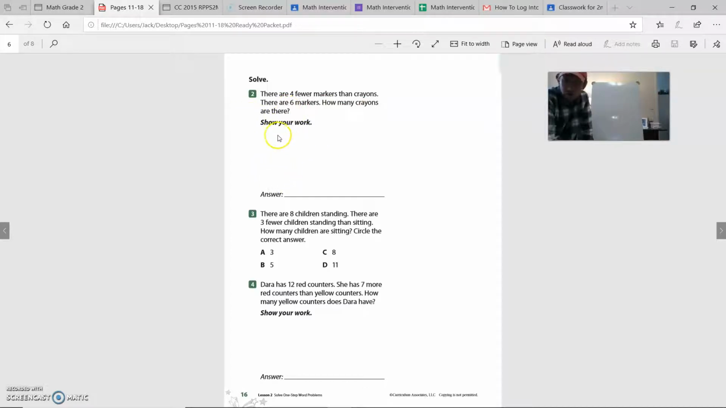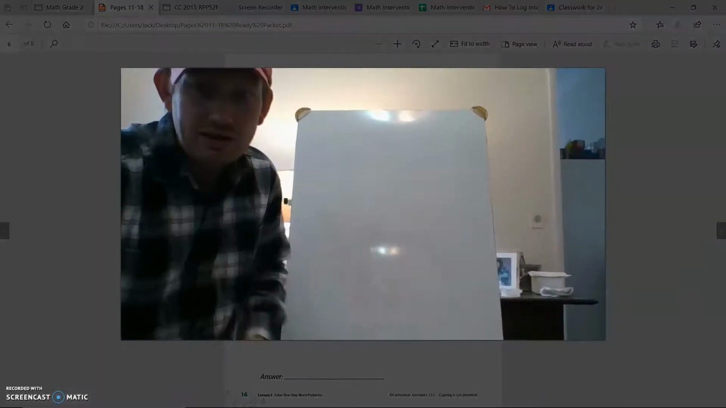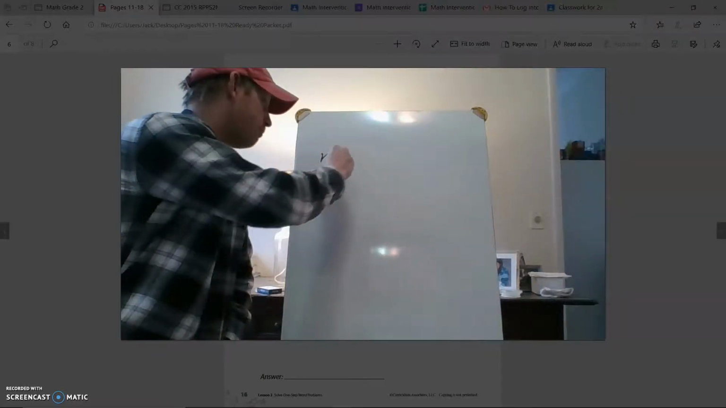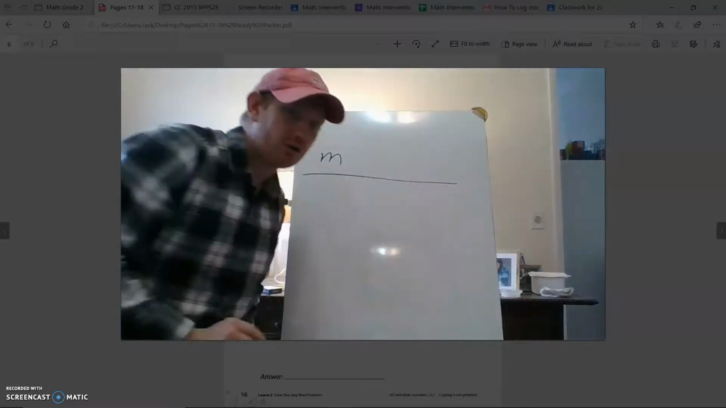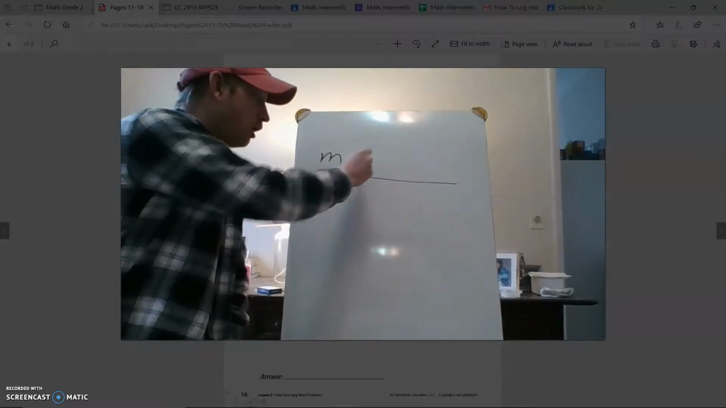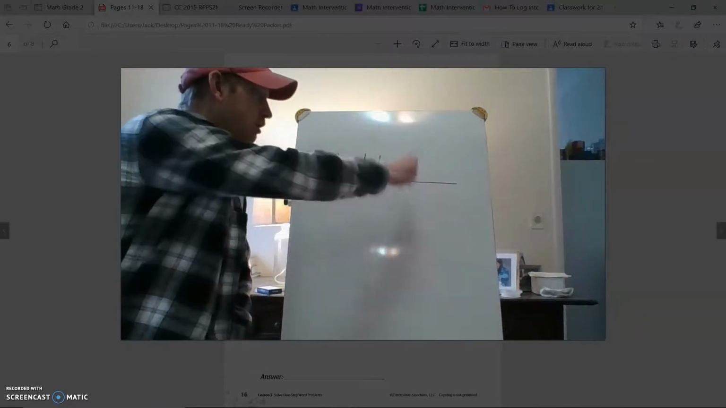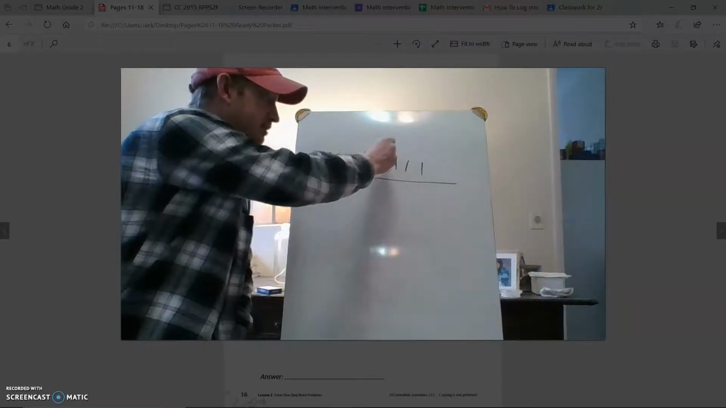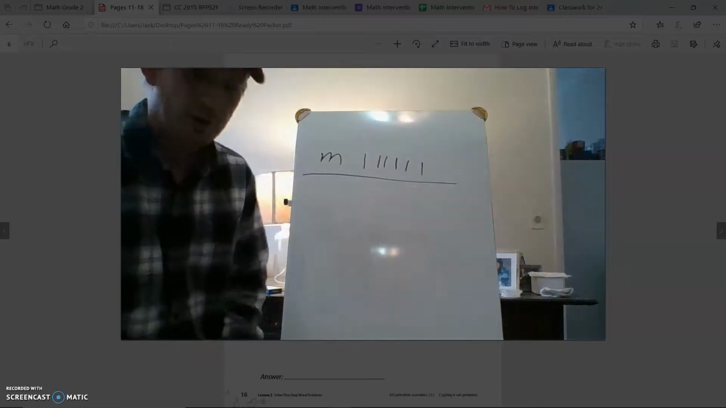Show your work. So we're going to show our work in 2 ways. We're going to draw a picture and we're going to make a number sentence. Let's draw the picture first. So we know that there are 6 markers in total. I'll put my little M so I know these are my markers. And I have 1, 2, 3, 4, 5, and 6.